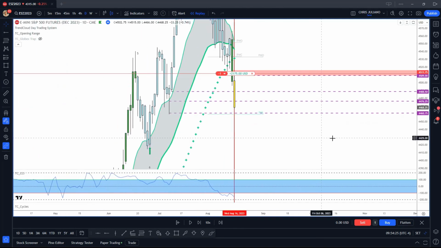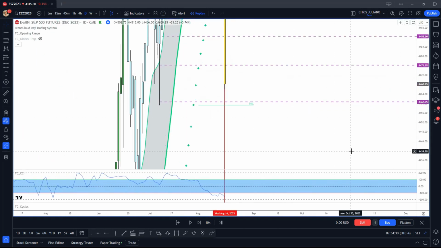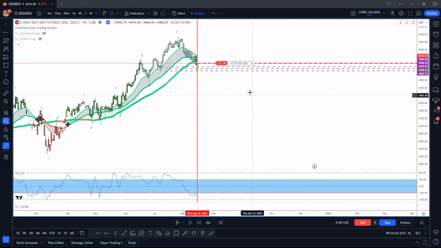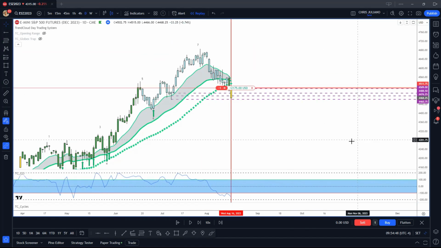Let me see if I can increase this. Previous month's low right there. Using the open range breakout tool is another great way to find targets. So we're going to sell this as soon as we hit that last target.